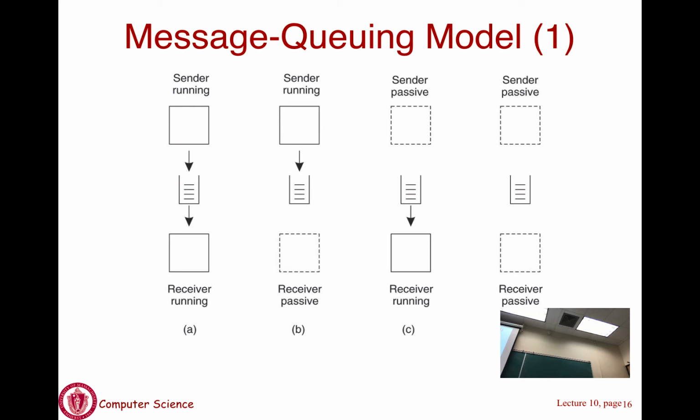Second scenario is where the sender is running. It sends a message. The message comes and sits in this abstract queue. The receiver is not executing at this point. It's not even running. At some later point, it might come up and start running and then take delivery of the message. Email is a good example of how this might actually happen.